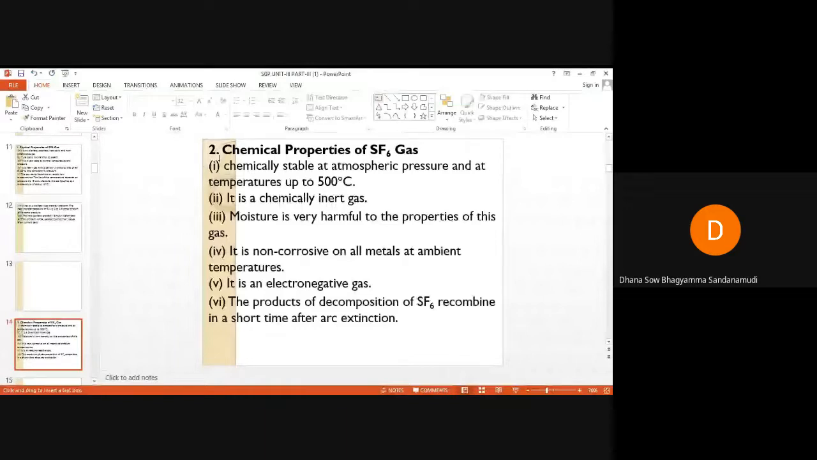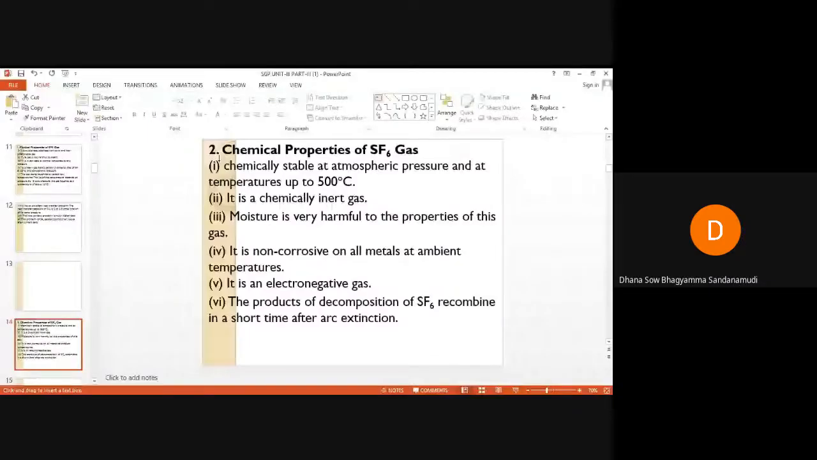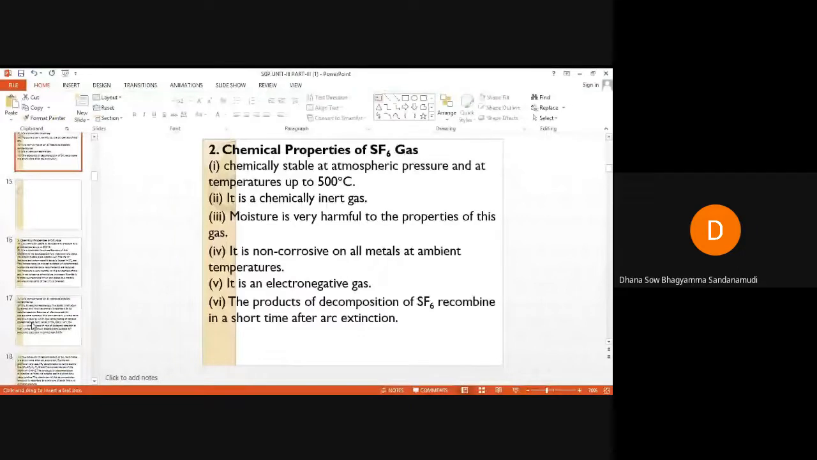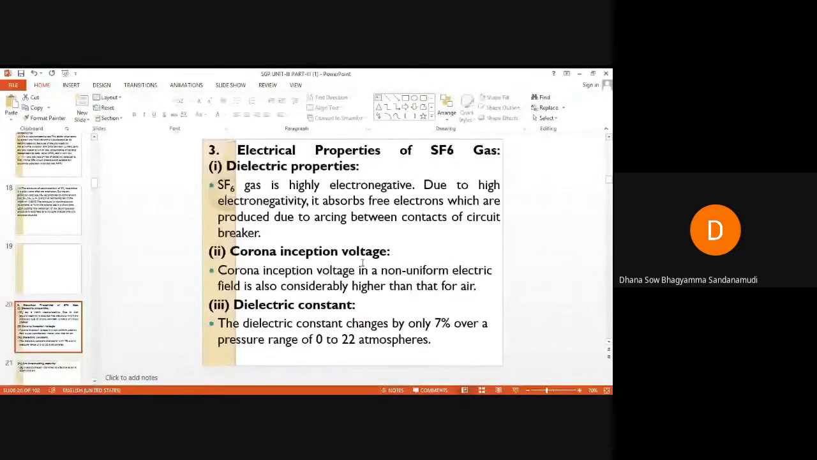The remainder of the decomposition products is absorbed by a mixture of soda lime and activated alumina. So any form among SF4, SF2, S2, F2, S, and F, if not recombined into SF6, can be absorbed by a mixture of soda lime and activated alumina. Okay, so these are all the chemical properties. Let us discuss electrical properties of SF6 gas.